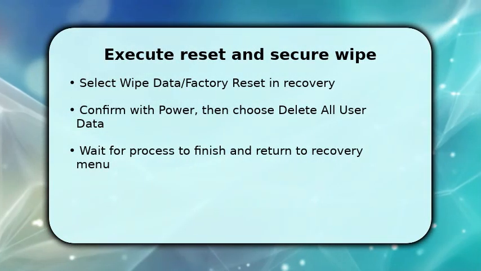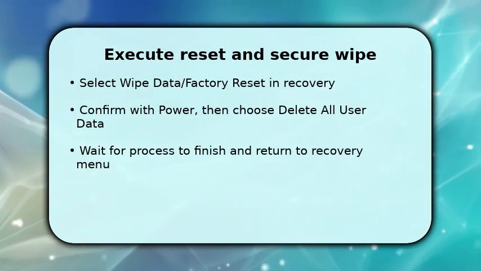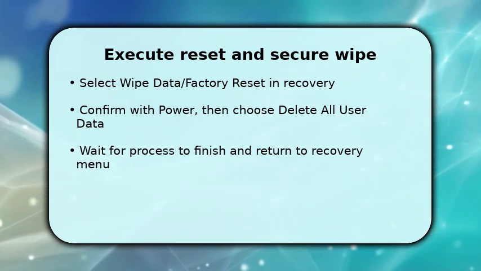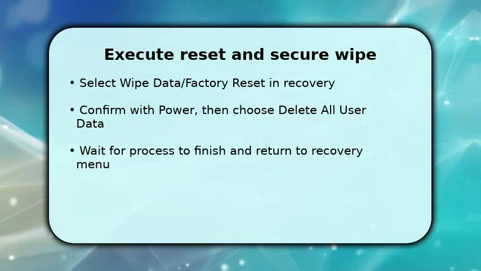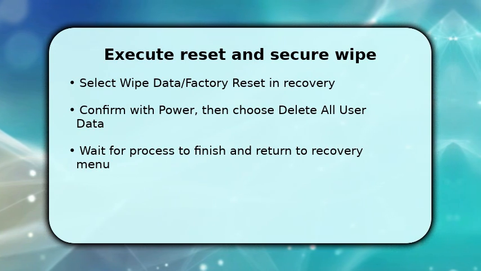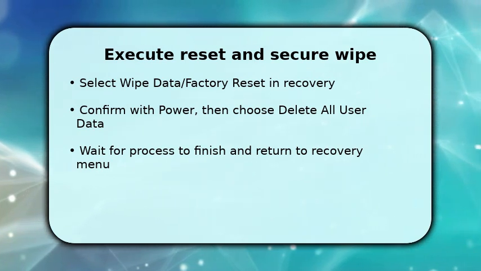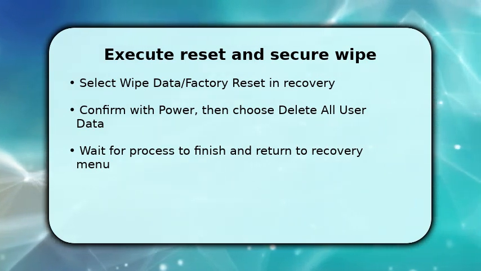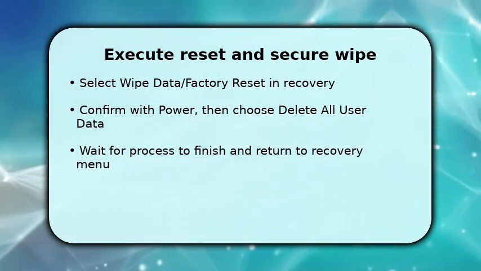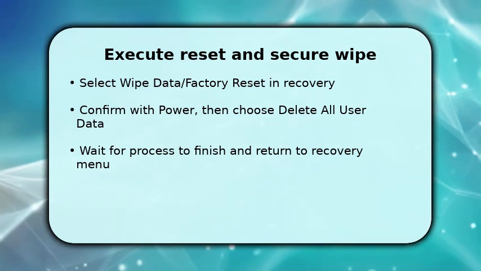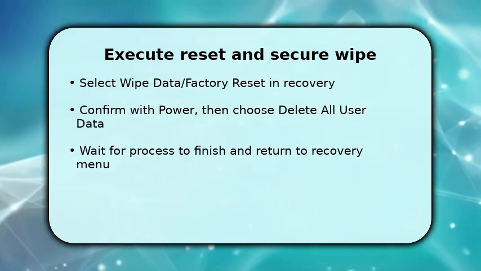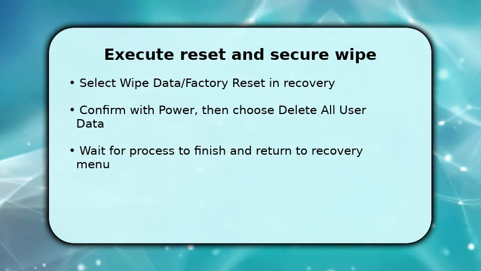Once recovery loads, navigate with volume keys and select the option to perform a factory reset or wipe data using the power key. Next, you perform the actual reset to remove the password and clear user data. This is what removes the lock screen credentials. In recovery, choose wipe data or factory reset and confirm with the power key. Be deliberate, because this deletes all user files and accounts. If there's an option for a secure or advanced wipe, use it to clear caches too.